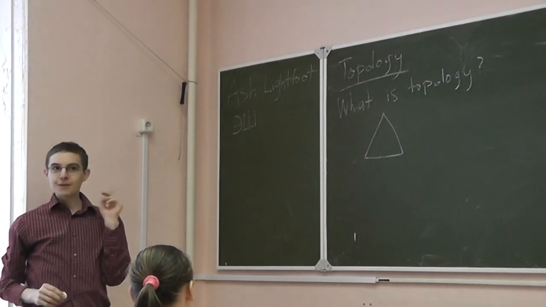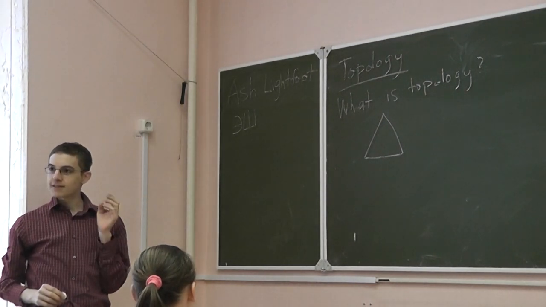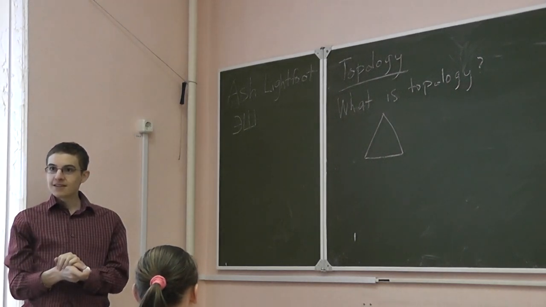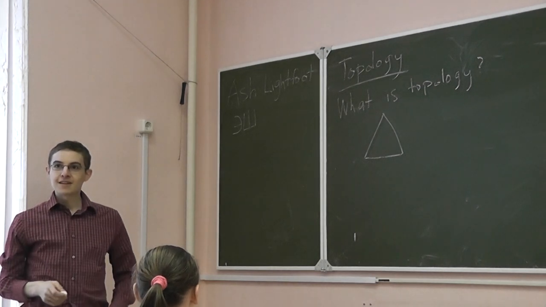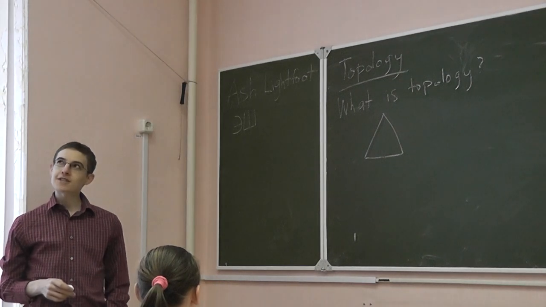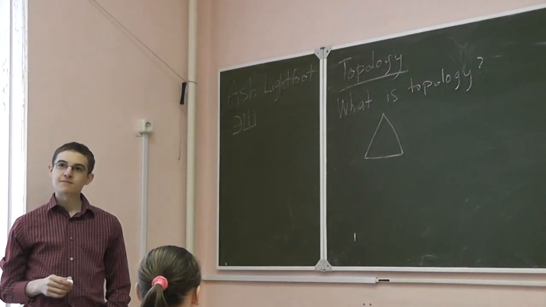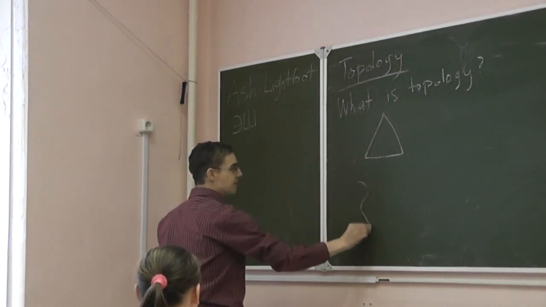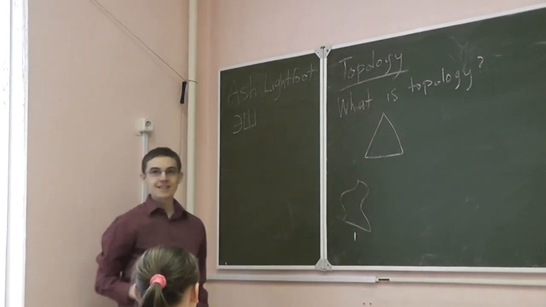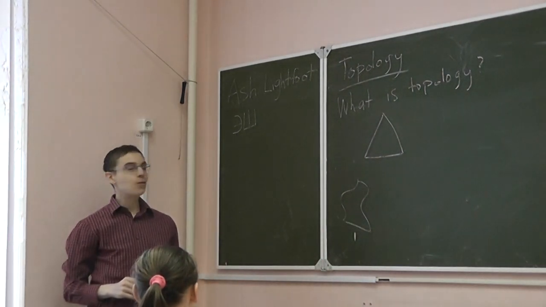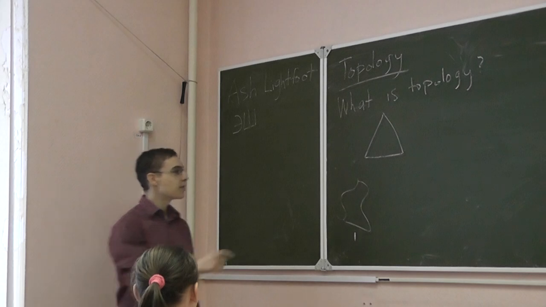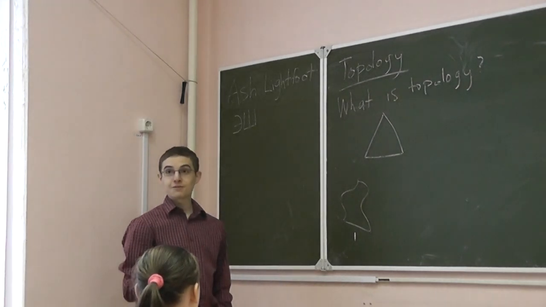Triangle. Okay. And what are the properties that tell me it's a triangle? What if you were to define what a triangle is? Angles and sides. Okay, how many sides does it have? Three. And what is a side? A line between two vertices. Would this be a side? No, it has to be a straight line. And how many corners does it have? Vertices? Three vertices. Okay, so three vertices connected by sides, and those sides are straight.